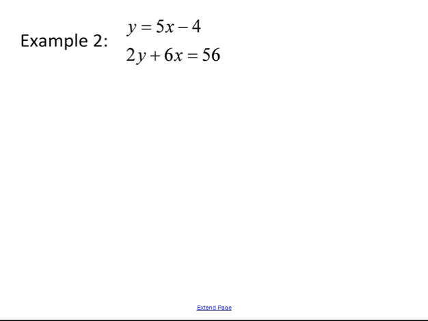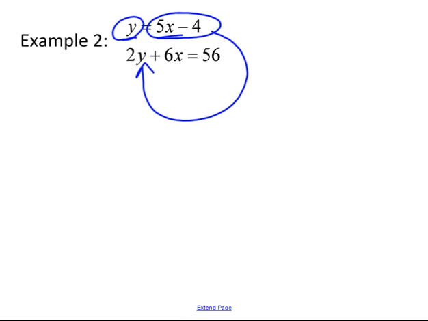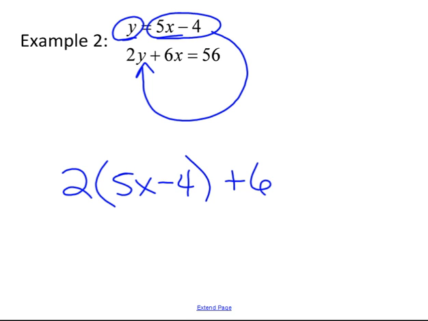All right, let's do another example. So this time the top equation has y by itself. So I'm going to take my y and substitute it. So I still have the 2. Don't drop the 2. But instead of y, I'm going to put 5x minus 4. I still have the 6x, and I still have the 56.